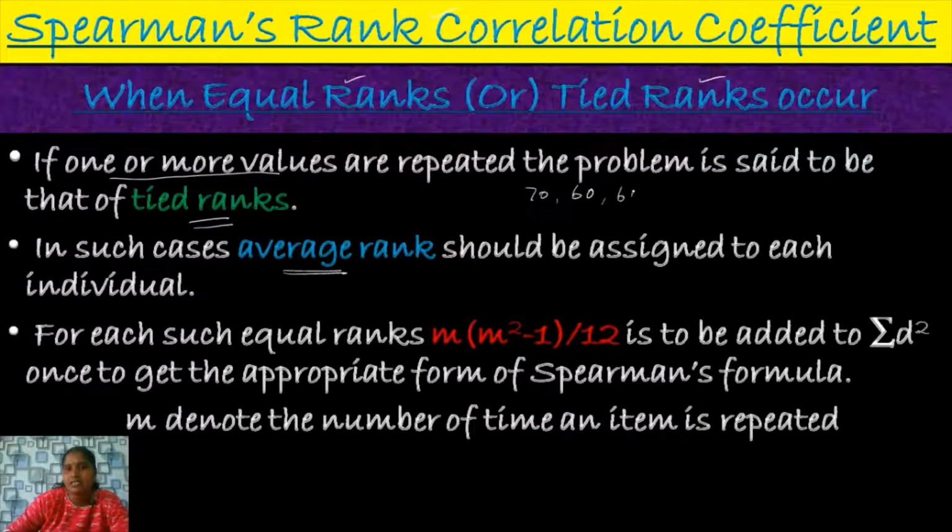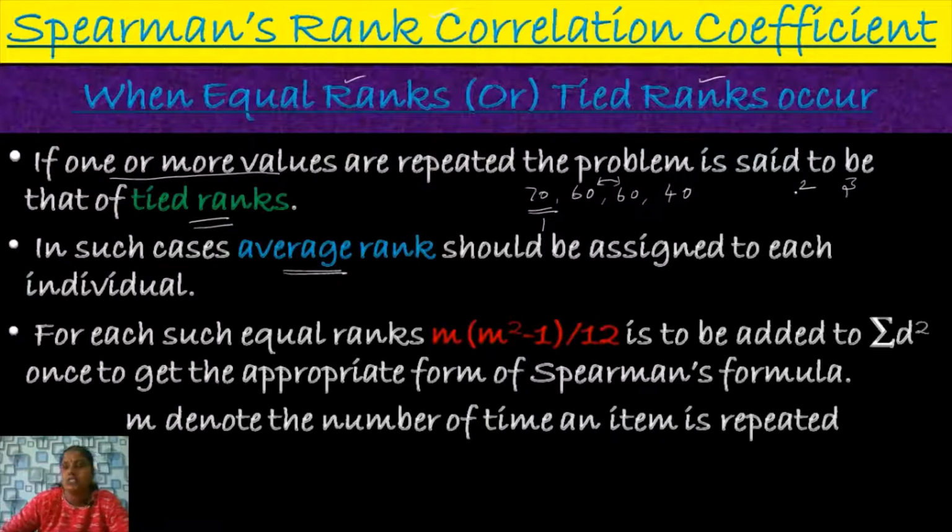70, 60, 60, 40. Here the values are given instead of ranks. First I am going to assign them the rank. For that I give rank 1 to the highest value. Here the highest value is 70, so I give rank 1 to 70. The next rank is for 60, because 60 is the next highest value. But here 60 is repeated 2 times, so there is a tie between the second and third ranks.